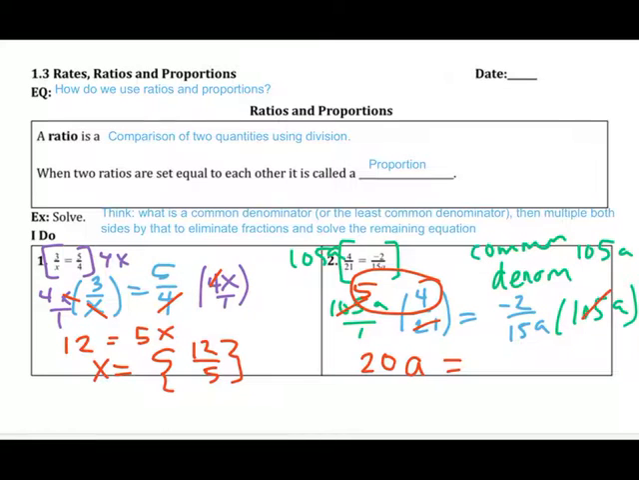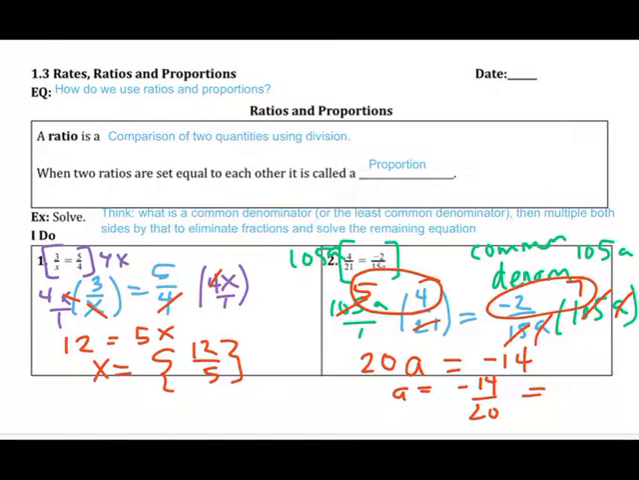Equals 105 divided by 15 is 7. And these a's are going to divide to be 1. So negative 2 times 7, that's going to give us negative 14. To solve for a, we're going to divide both sides by 20, and then always, always, always simplify your fraction.